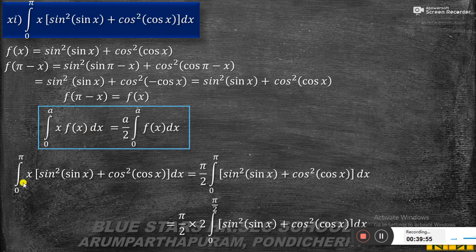I substitute: integral 0 to pi x into sine square of sine x plus cos square of cos x dx equals, that means a by 2, where a value is pi, so pi by 2 integral 0 to pi, the given function f of x, sine square of sine x plus cos square of cos x dx. So the next step, pi by 2 into 2 times, I write the 0 to pi as 2 times of 0 to pi by 2 sine square of sine x plus cos square of cos x.